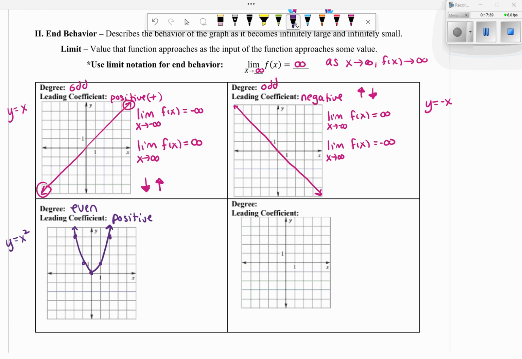And so for this graph, we can see that both ends go up. So that means then the limit as x approaches infinity for your function goes to infinity, and the limit as x approaches negative infinity for the function goes to infinity. And you can actually write this together. You can write the limit as x approaches plus or minus infinity for the function approaches infinity. Any one of those would be acceptable. And then let's say we had an even degree with a leading coefficient that is negative.